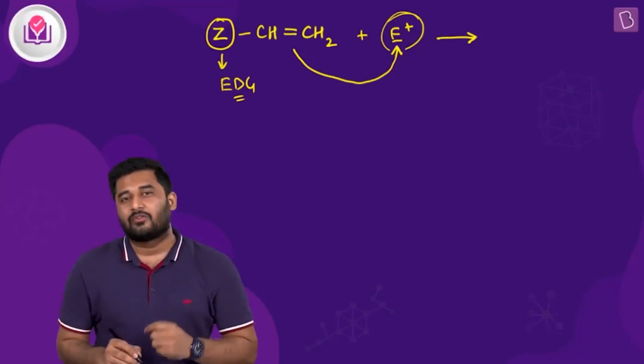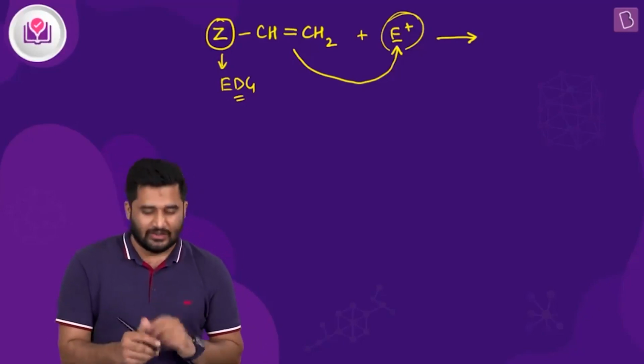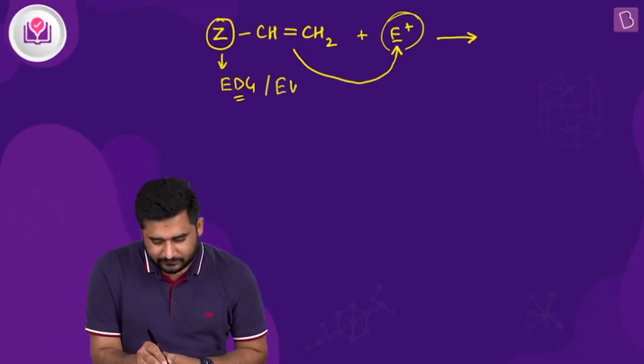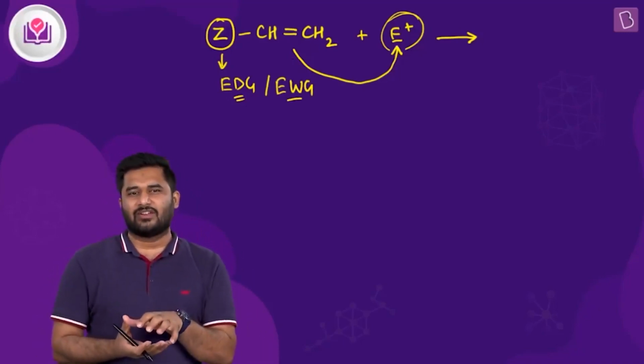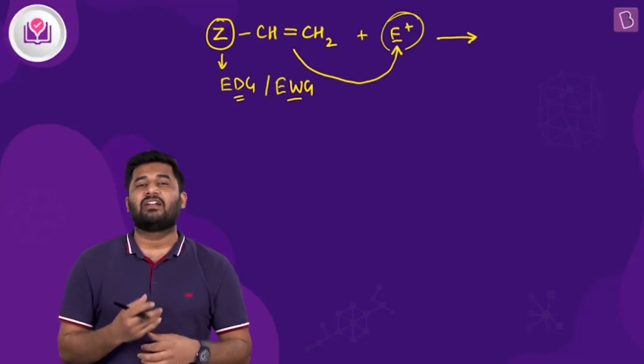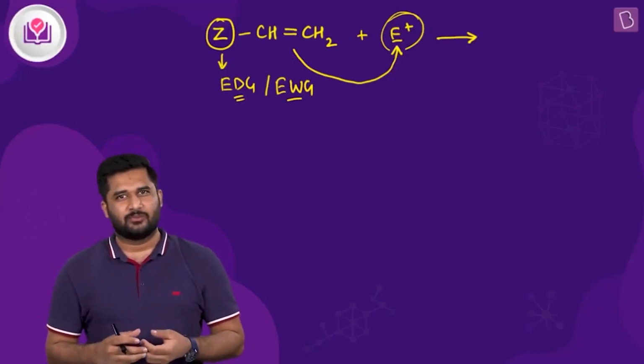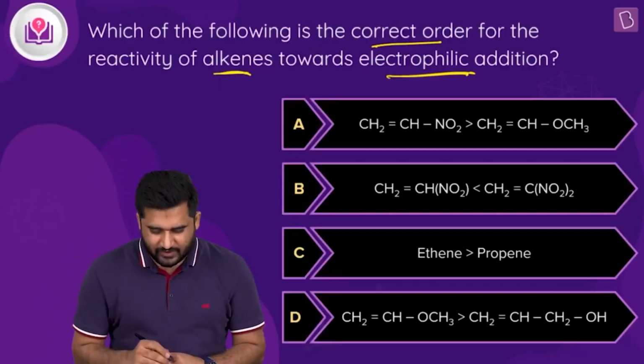So what we have to look for is whether this Z is electron donating or electron withdrawing. If it withdraws electrons, it will obviously decrease the electron density, and hence the electrophile will find it difficult to attack such a molecule. Clear? So this is what we have to look for.